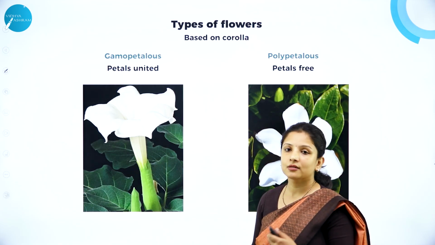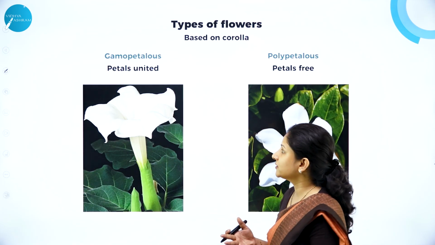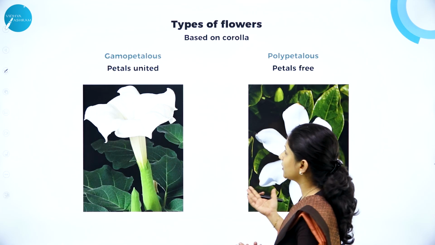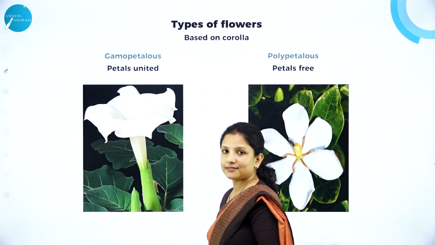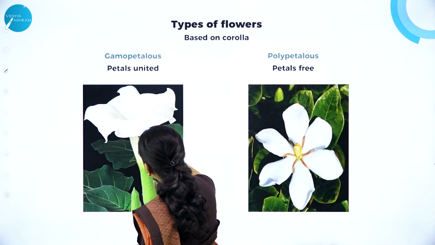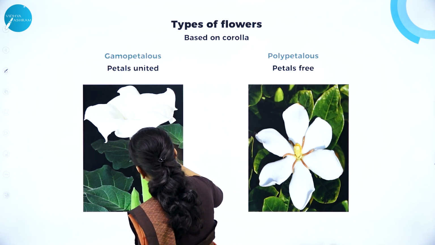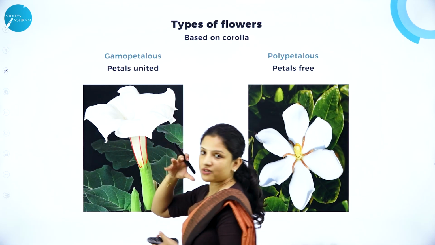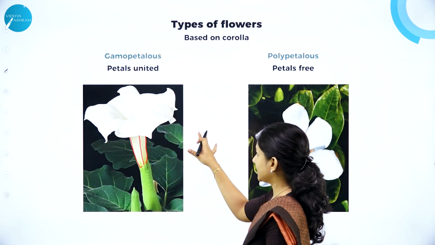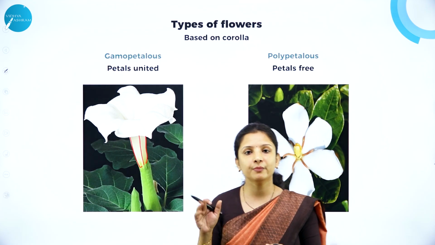Next, talking about the petals. Based on the petals, the flowers can be called gamopetalous and polypetalous. Gamopetalous means petals are united. Here I have taken the example of Datura, wherein you can see the petals are united right from the base itself. From here itself it will start. It will unite and it will form a trumpet-like structure. So, the petals are united, it is gamopetalous.